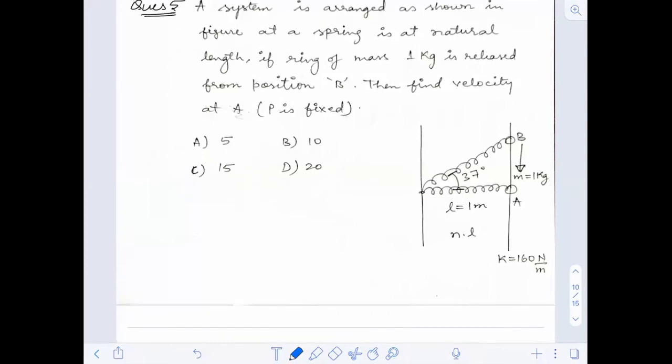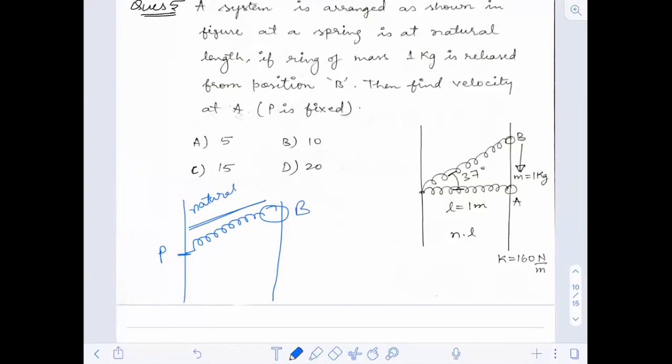See here. What is given to us is actually we have this support. Now from this point P, we have a spring connected with a ring like this. Now in this position, the spring is in its natural length.